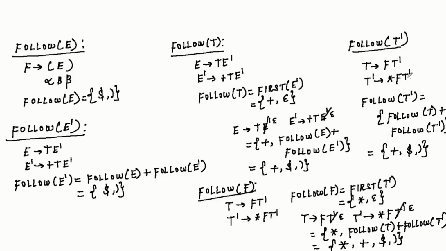In these two productions, there is no next symbol in the right hand side. So we take the follow position of T dash. Follow of T dash equals follow of T plus follow of T dash. What is follow of T? Plus dollar close bracket. So here you write plus dollar close bracket. Now we are only finding the follow position of T dash. Here you leave follow of T dash, then you will get plus dollar close bracket.